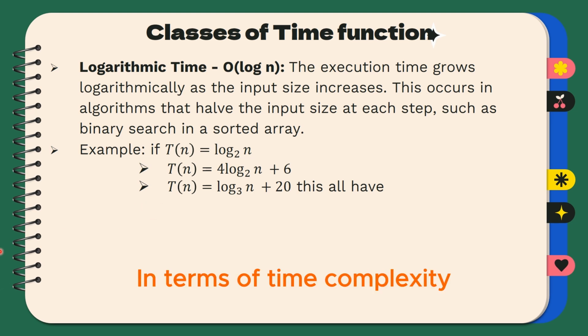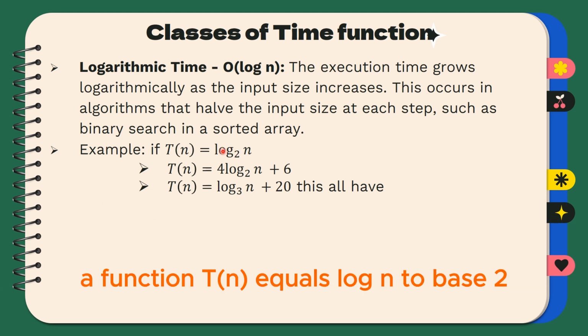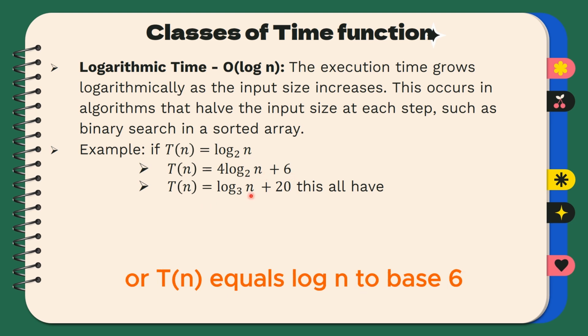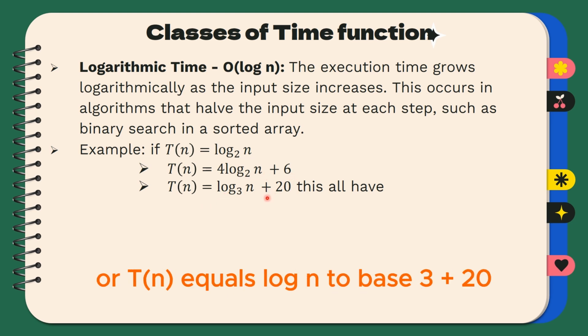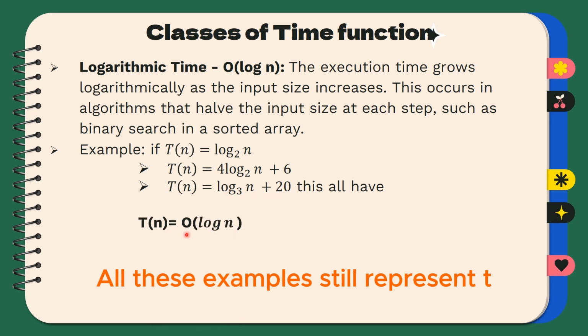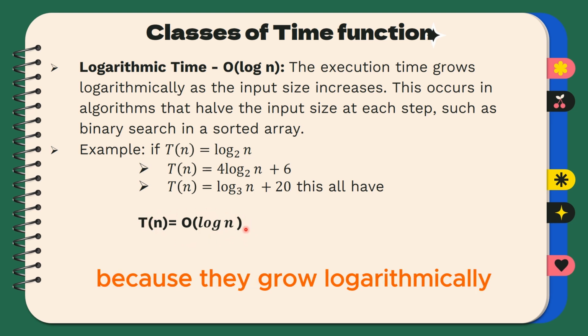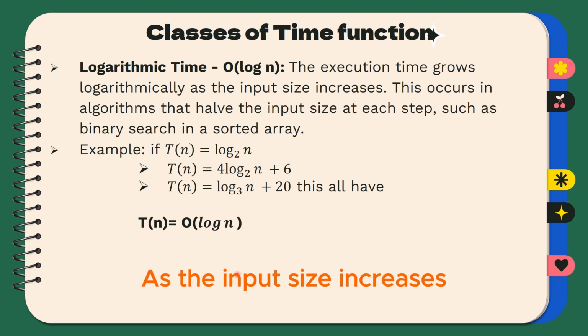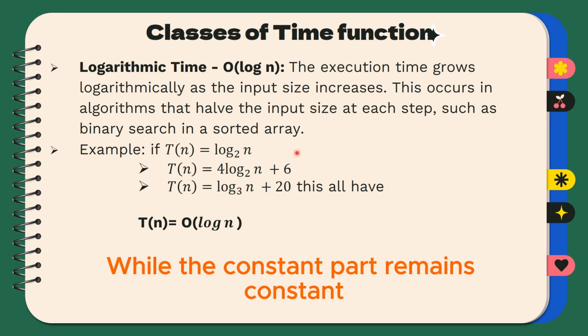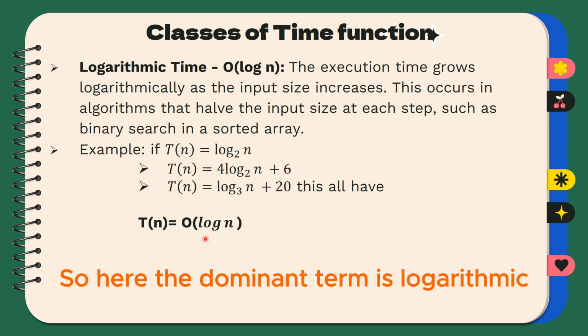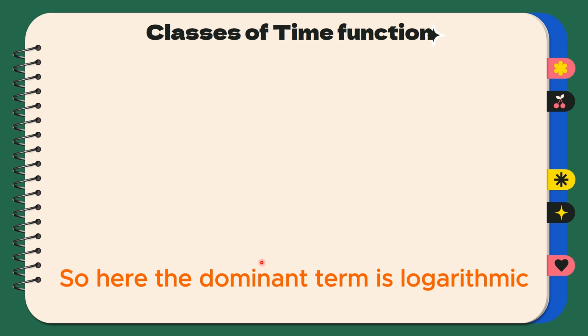In terms of time complexity, a function T(n) = log n to base 2, or T(n) = 4 log n to base 6, or T(n) = log n to base 3 plus 20, all these examples still represent T(n) = O(log n) because they grow logarithmically as the input size increases, while the constant part remains constant. So here the dominant term is log n.